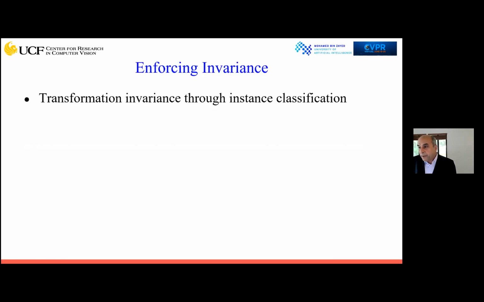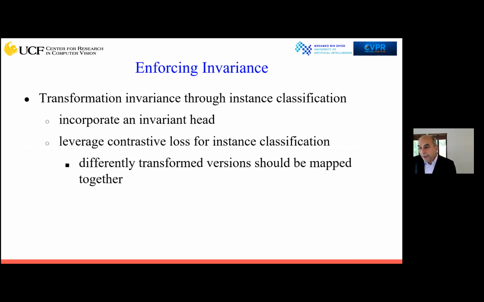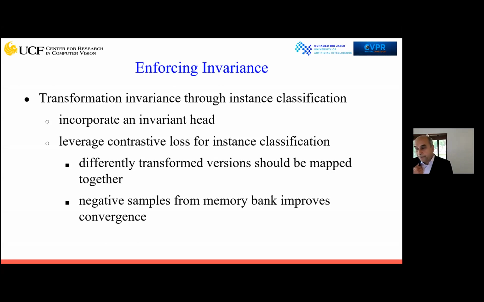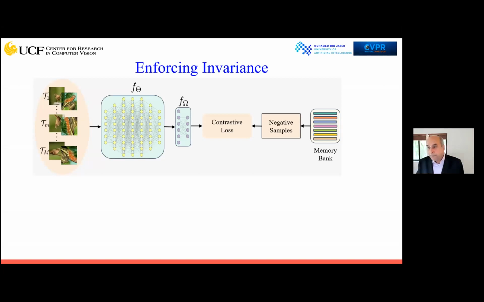So how do we enforce the invariance? We want transformation invariance through instance classification. So we want to incorporate an invariant head, and we want to leverage a contrastive loss for the instance classification, where differently transformed versions should be mapped to the same feature vector. Also, it's standard to use a memory bank of negative samples, because having many more negative samples always helps. That's what we are going to use. The way we enforce invariance is very simple. We have different samples, and for each sample we do augmentation, a different transformation. They go to this network. This is what we are going to learn, F theta, which is a feature extractor, and this is an MLP head, which will do the classification.